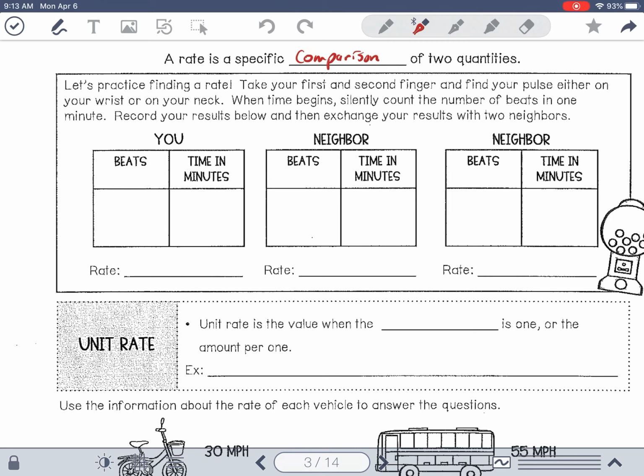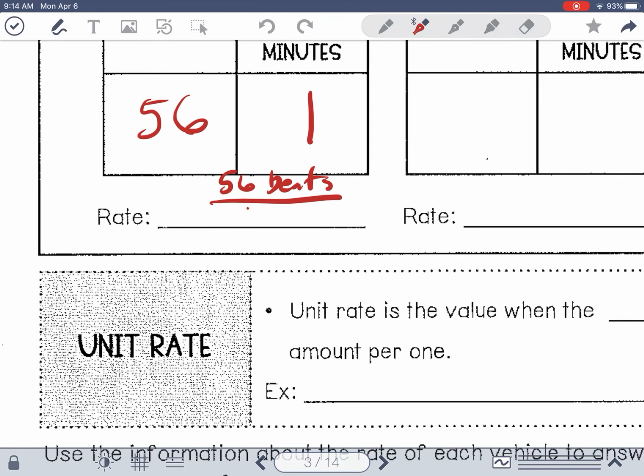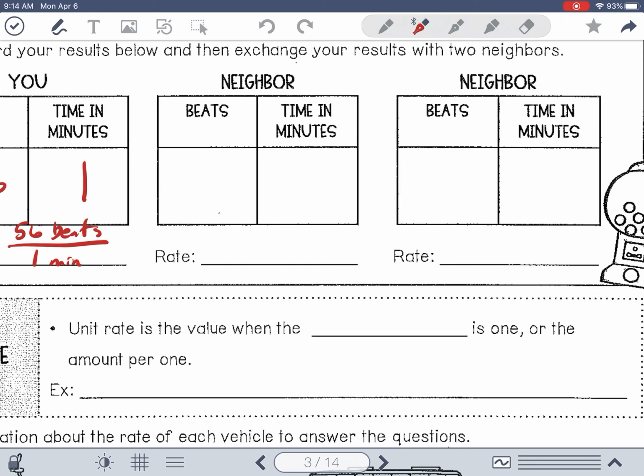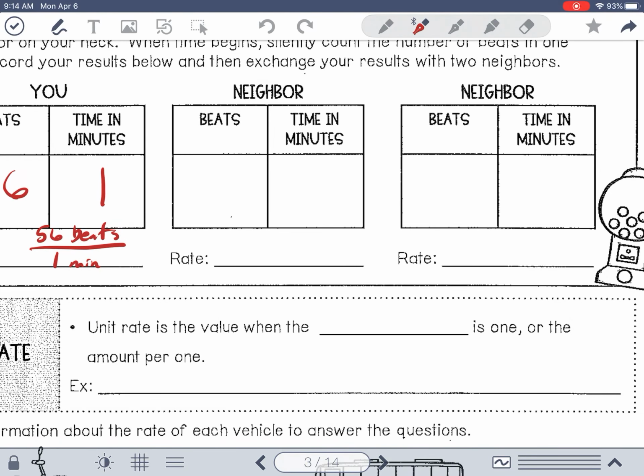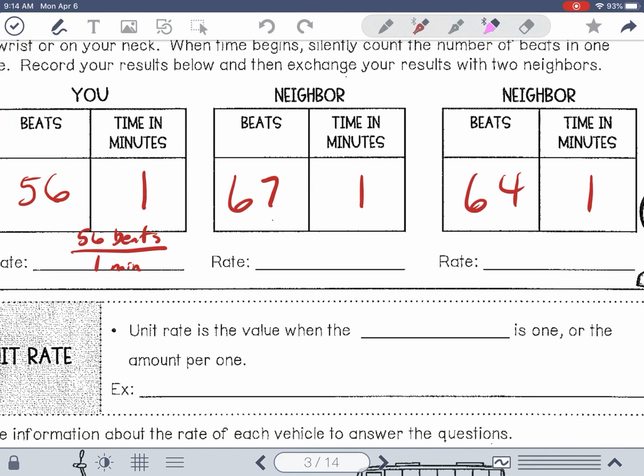If you'll remember, I found that my heart rate was 56 beats in 1 minute. So a unit rate is going to be 56 beats in 1 minute. Let me zoom in here a little bit. Yes, that word says beats. It's pretty ugly. We compared our neighbors. One student that day had 67 beats in 1 minute. Somebody had 64 beats in 1 minute. Each of these is comparing the number of beats with how many minutes.